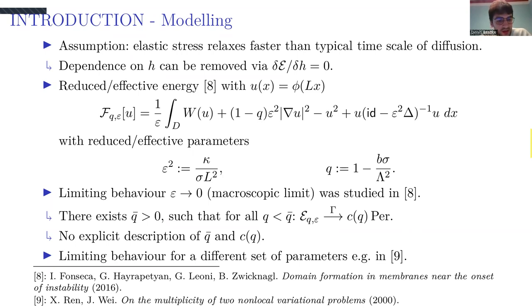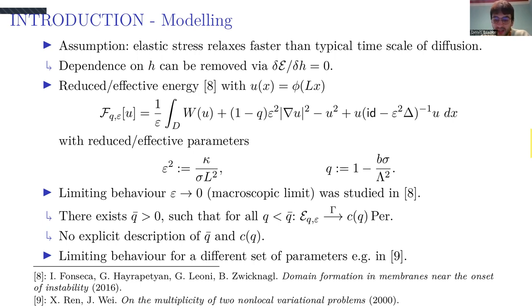And another drawback is that we do not have an explicit description of this Q bar, which is basically a critical parameter, or the constant in front of the perimeter. So now we have this energy. We find two regimes, basically a subcritical and a supercritical regime, where in the subcritical regime, which means Q smaller than Q bar, says, okay, there is no pattern formation.